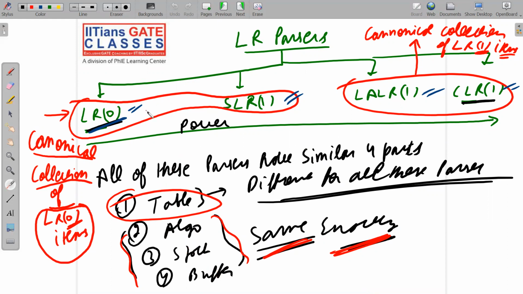The difference between these parsers lies in the table. So the tables of all these parsers are different. Rest everything is exactly the same. Only the difference is in the table.